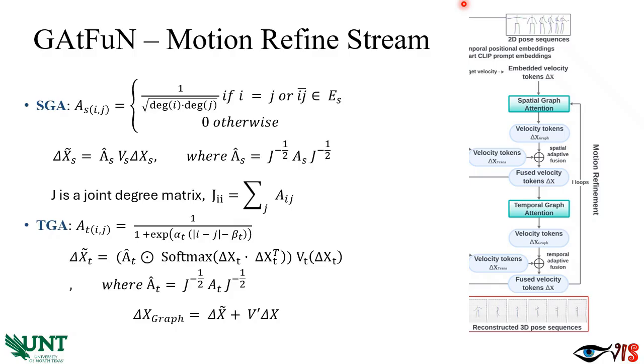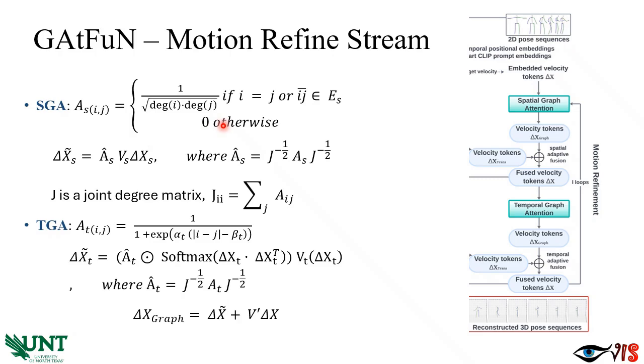Let the human skeleton be a graph where Vs denotes the joints within a frame and Es represents the edges connecting the joints. In the spatial graph attention block, the degree-normalized adjacency matrix A_S is defined as A_S of ij equal to 1 over the square root of degree i times degree j, if i equals j or i and j are connected, otherwise 0. The velocity is aggregated as delta x equal to A hat s times Vs of delta xs.